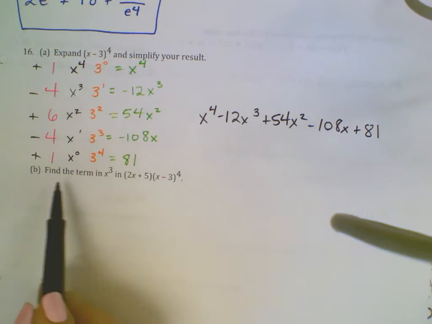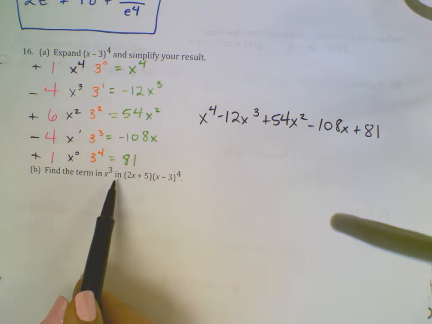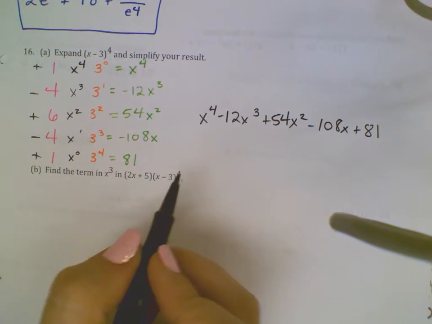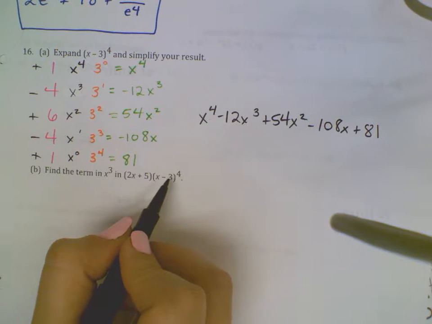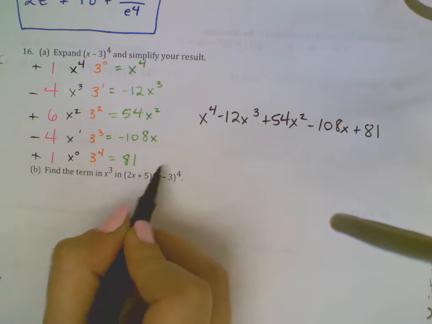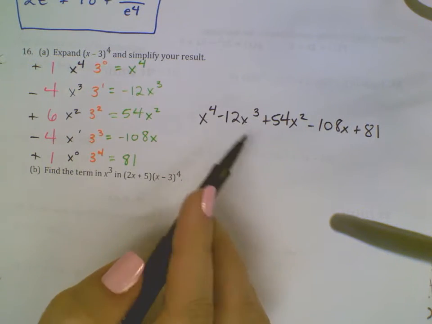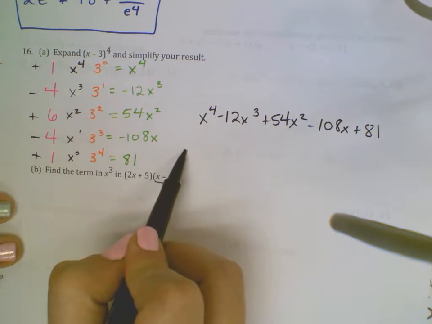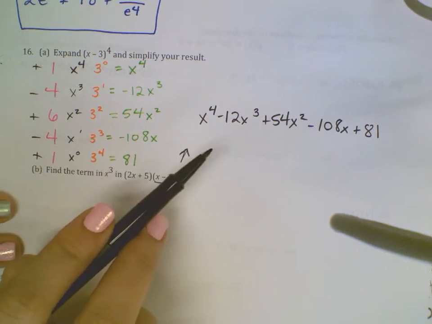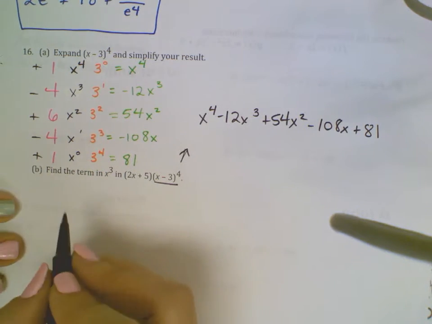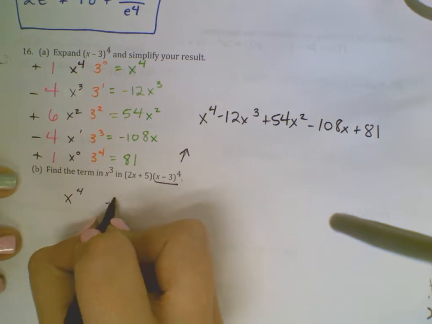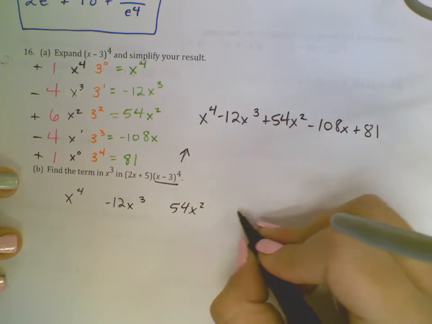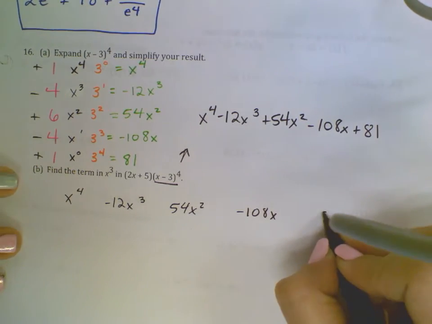Then it tells me to find the term in x cubed in this thing here, where I'm multiplying and raised to a power. However, if we go by the order of operations, the first thing that we will do is our exponents, then we will distribute this to that. So what I'm going to do is box it out because I already have expanded this right there. I'm just going to multiply that by 2x plus 5. So I've got x to the fourth minus 12x cubed plus 54x squared minus 108x plus 81.